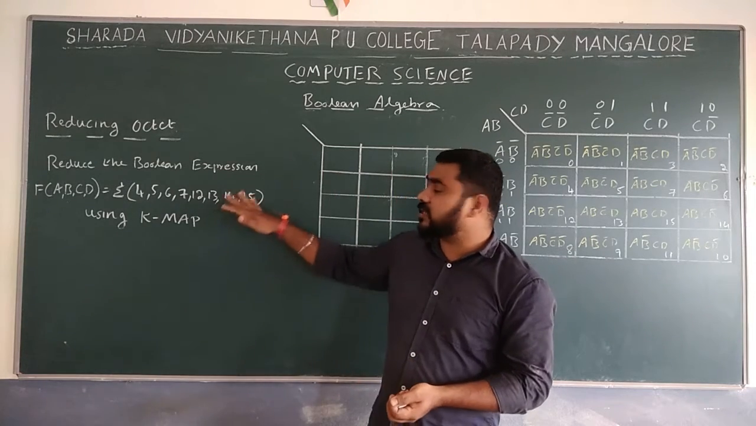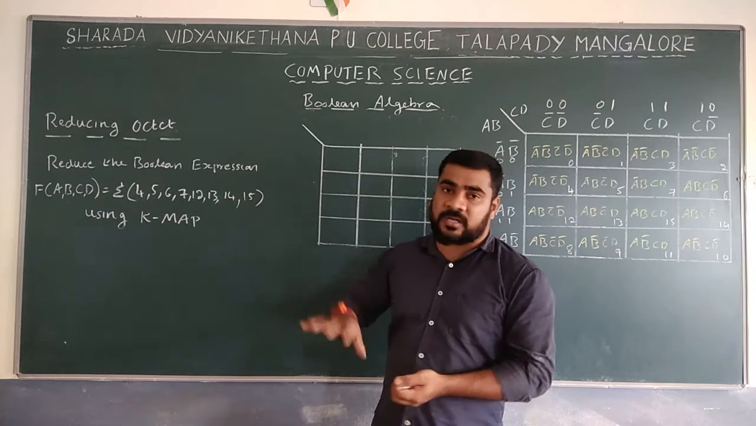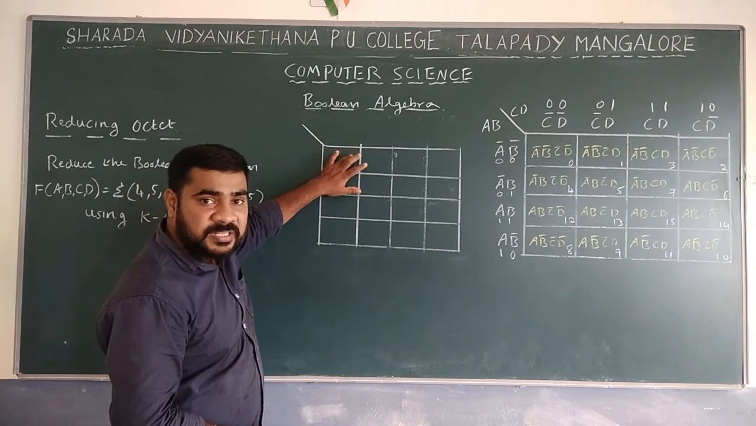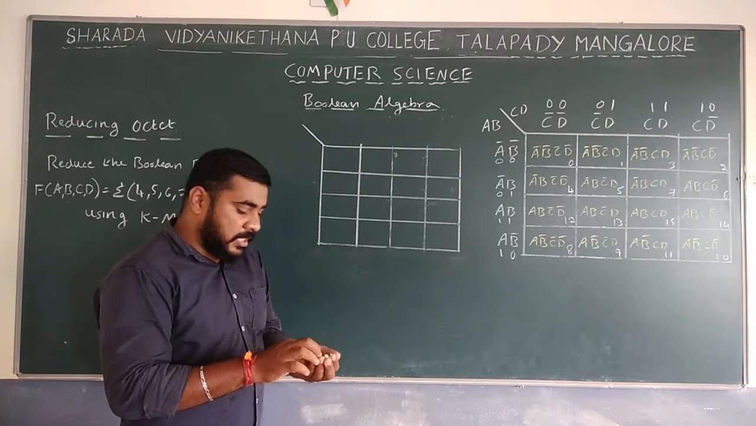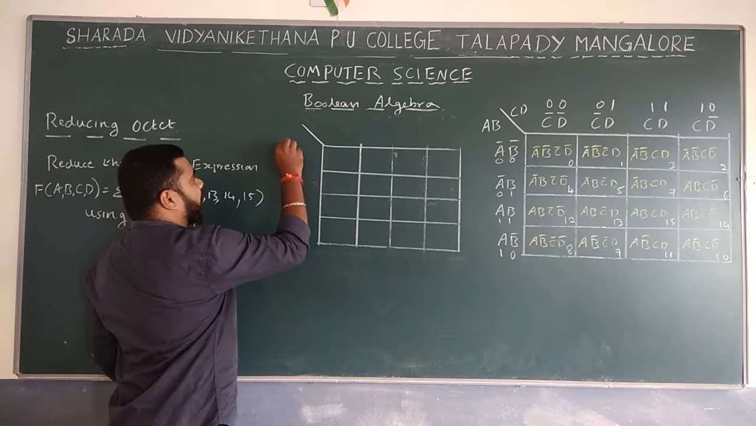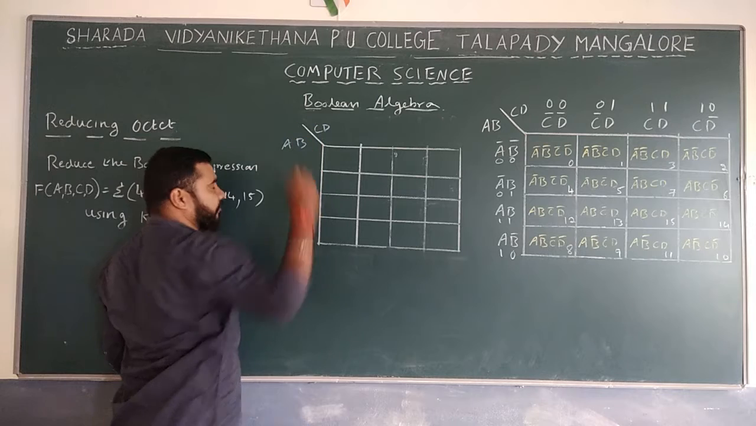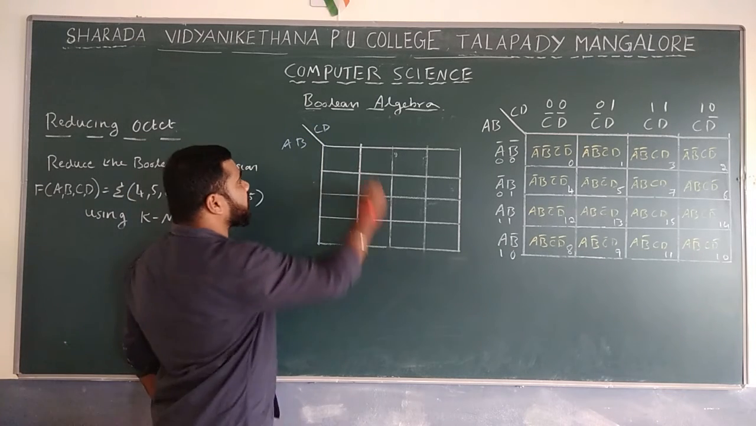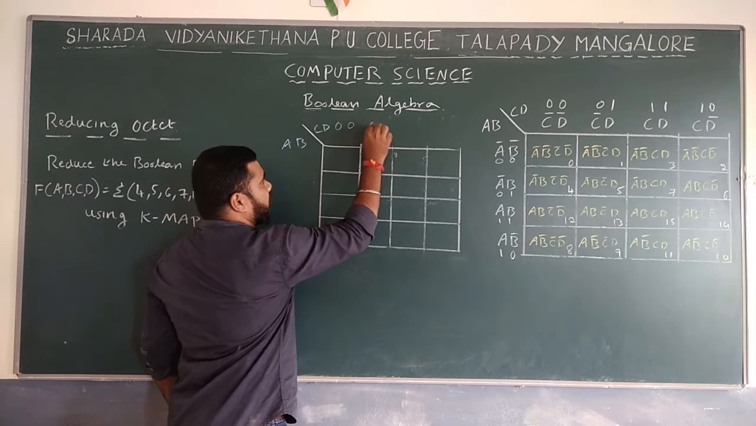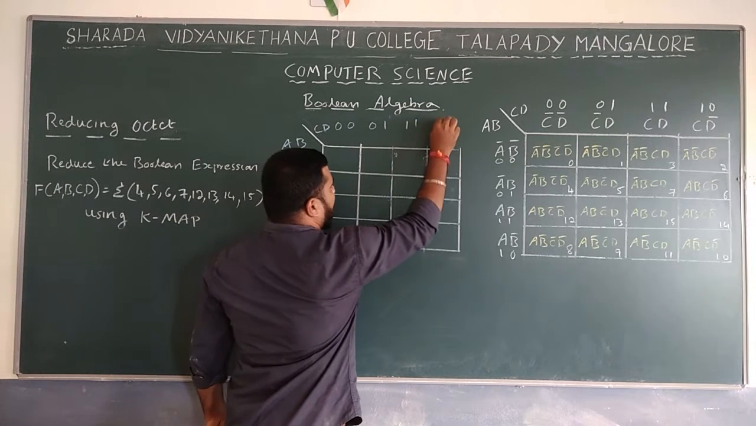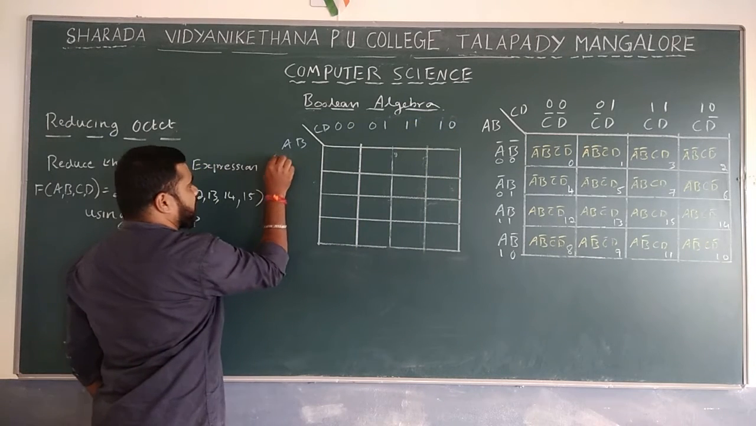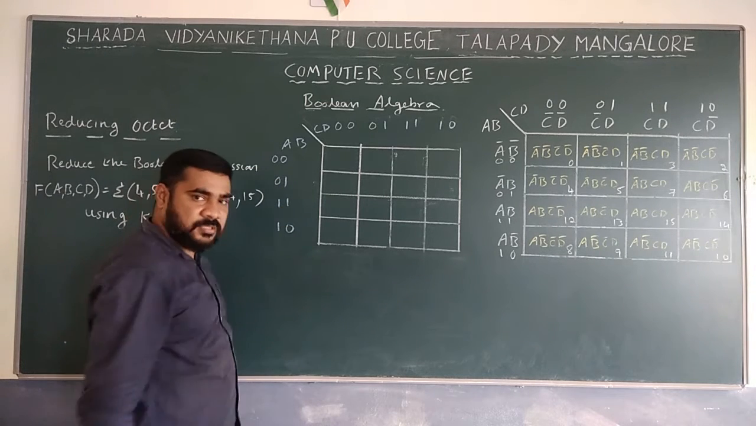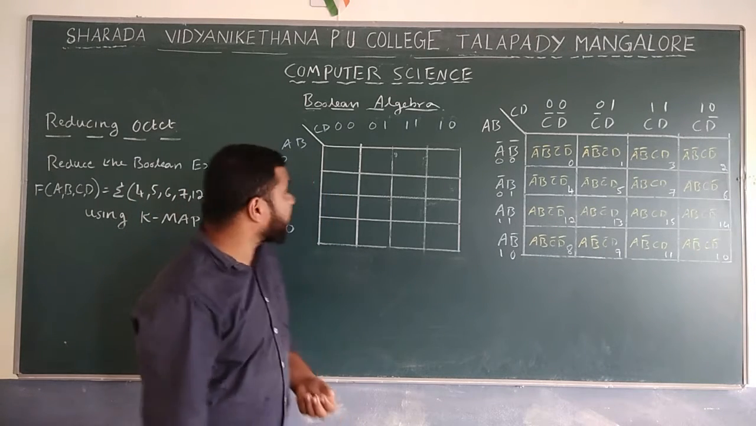After that, the first step is to write the question. With 4 variables, you have to write the table like this. In this table, this one is A, B and this one is C and D. Now write A, B, C and D. The first variable is 0, 0, 0, 1, 1, 1 and 1, 0. Here it is also 0, 0, 0, 1, 1, 1, 1, 0. Those are the combinations.